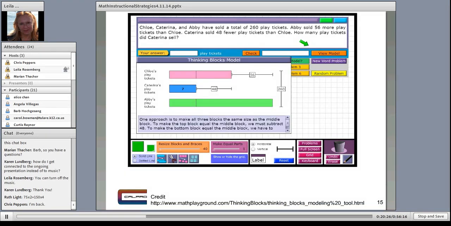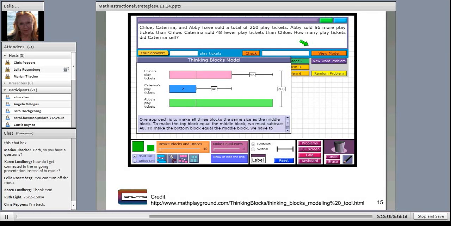So now let's read this question. Chloe, Katerina, and Abby have sold a total of 260 play tickets. Abby sold 56 more play tickets than Chloe. Katerina sold 48 fewer play tickets than Chloe. So far I'm understanding Katerina is the one who's sold the least. How many play tickets did Katerina sell? This is a common question that you may have today in the new GED with more reasoning questions in algebra.